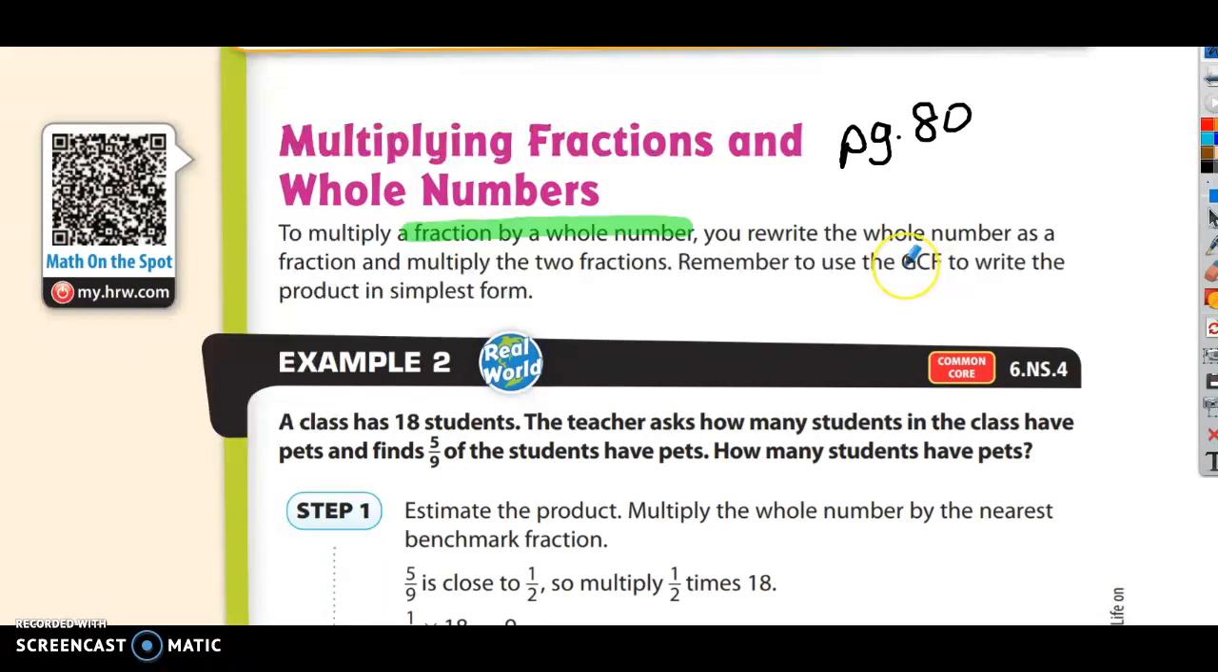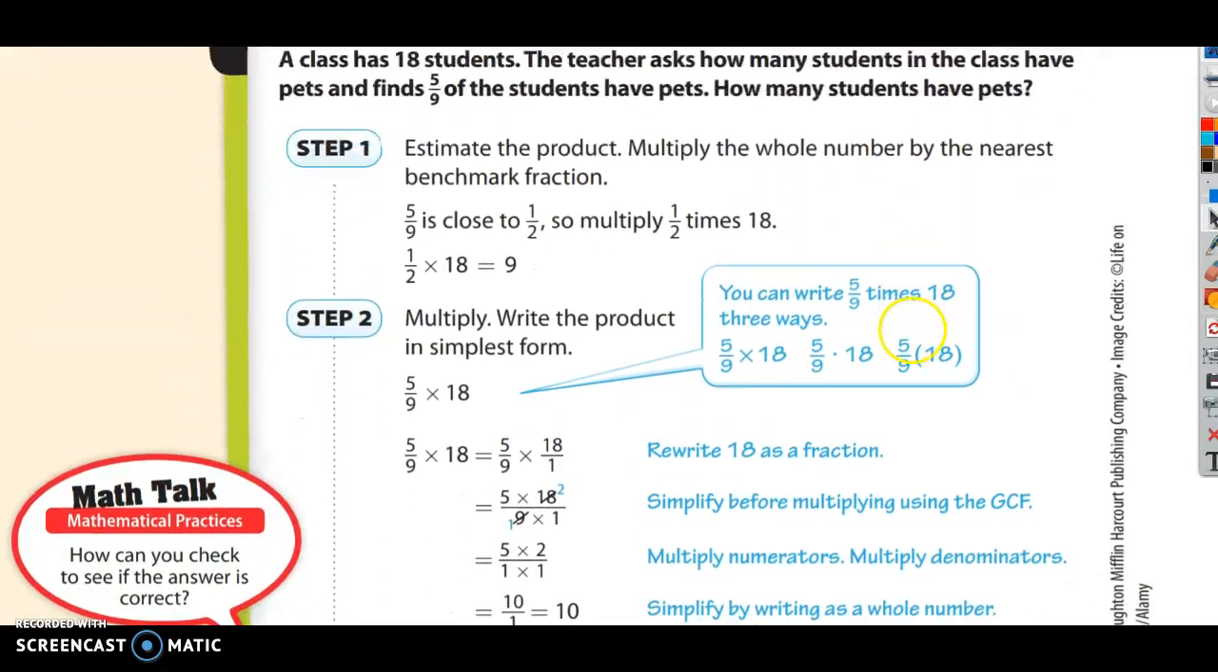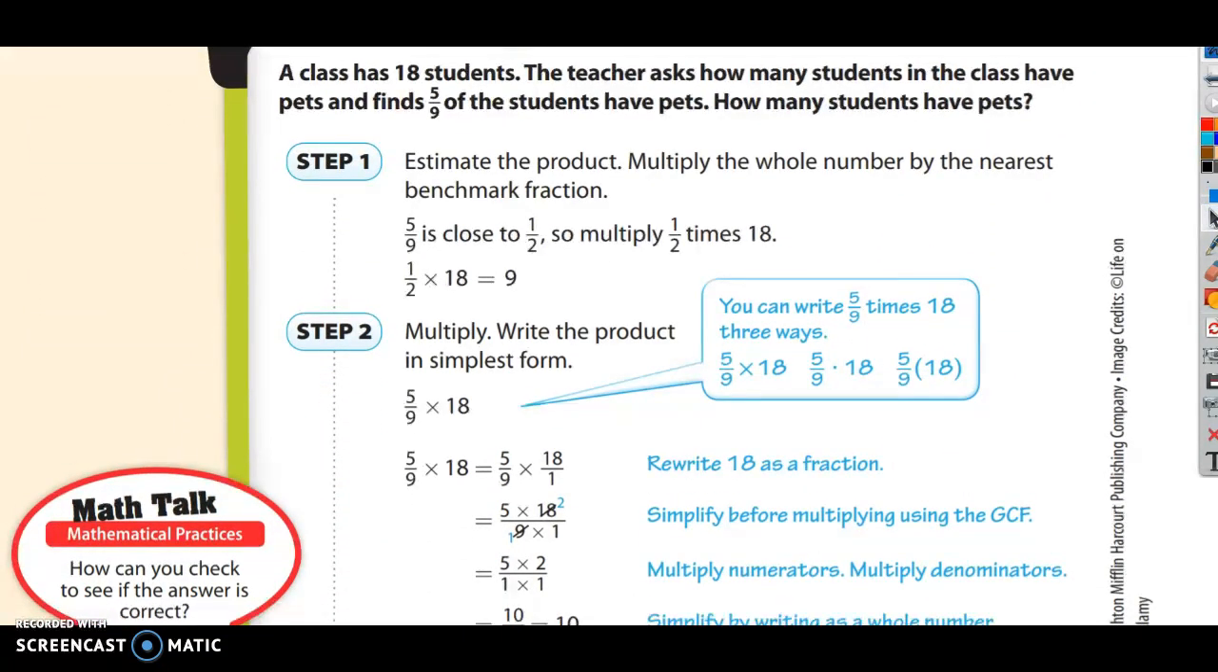And then we use the GCF to write the product in simplest form. So it's really the same thing as we've already learned. It's just going to look a little bit different. So let's check out example 2. And example 2 starts with an estimation. The word problem reads, a class has 18 students. The teacher asks how many students in the class have pets and finds 5/9 of the students have pets. How many students have pets?